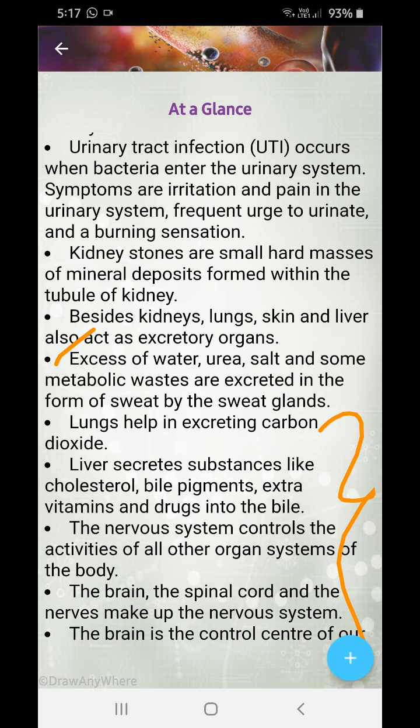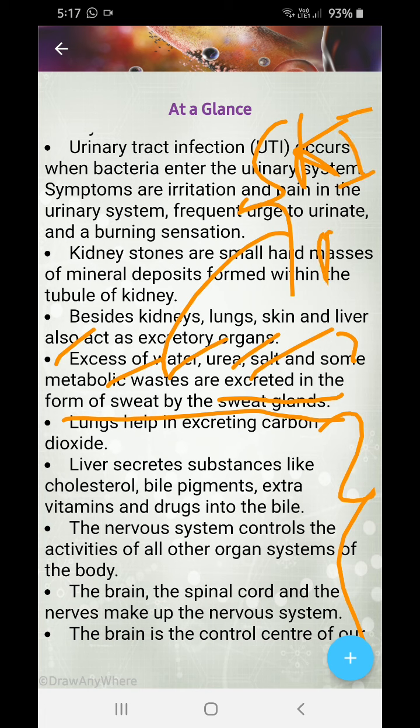Now, excess of salts, urea, water, or some of the metabolic waste are excreted in the form of sweat through sweat glands. Okay. Now, what do you think this is? This is the skin. Skin is doing all this. Next, lungs. Lungs help in secreting carbon dioxide. I already told you.